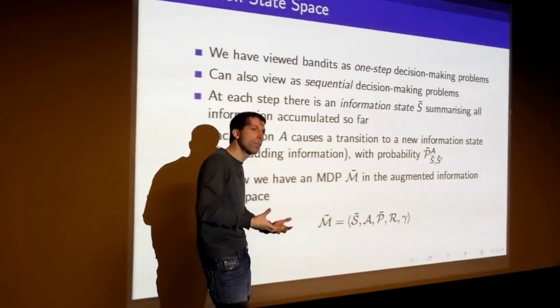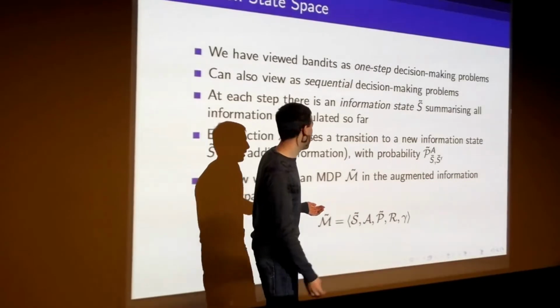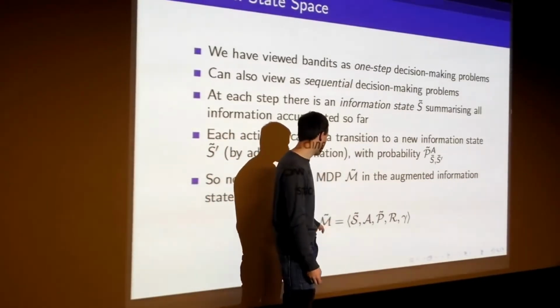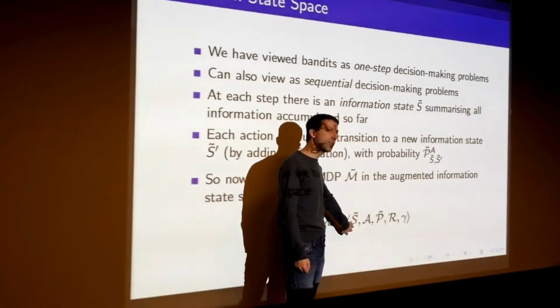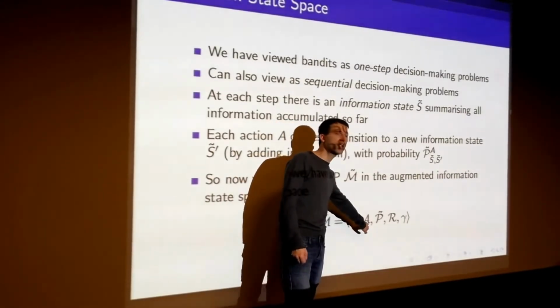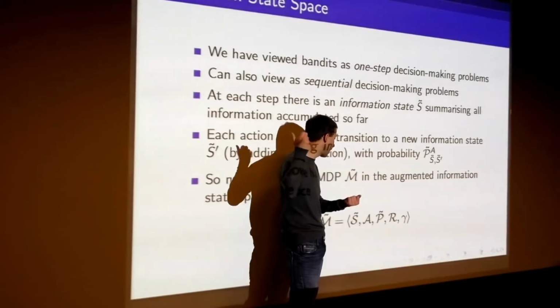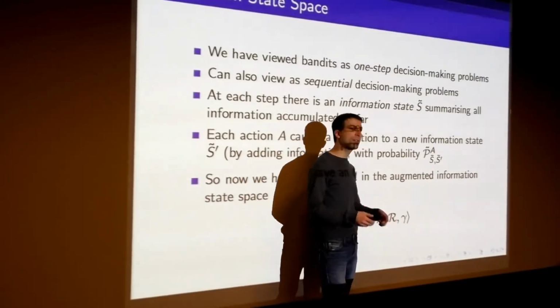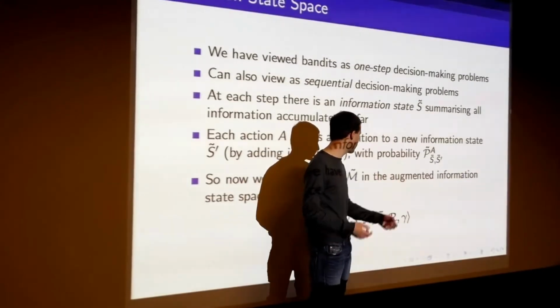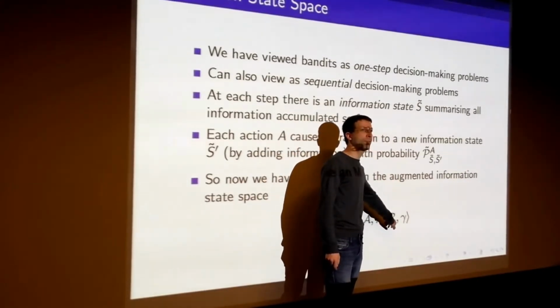So we've augmented our original problem, our bandit problem, into an augmented information state space, where we've got this M tilde, that's our overall MDP. And now we've got this information state space. We've got our normal action space, these are the levers, the arms of my bandit. We've got our transition matrix, the way that we transition from information state to information state. We've got my normal reward function.